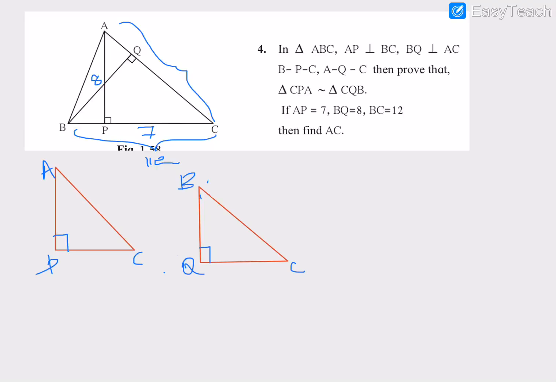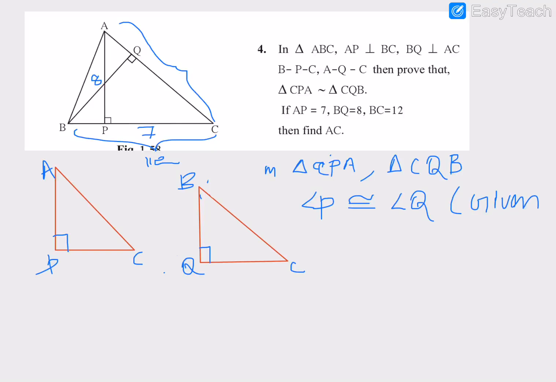So it is given that angle P and angle Q are 90 degrees, so they are congruent. So we can write that in triangles CPA and CQB, angle P is congruent to angle Q, since they are given as 90 degrees, and angle C is common.